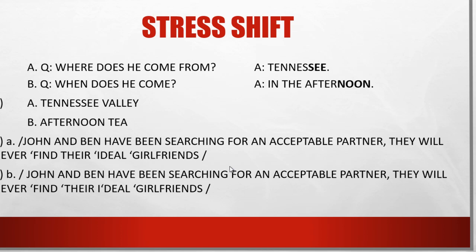We're going to say that John and Ben have been searching for an acceptable partner. They will never find their ideal girlfriends. Okay, and then we're going to return to the canonical form, that is to say, the form that we may find in the dictionary. Okay, so sometimes we do not choose the words according to the lexical stress pattern, the one that we find in dictionaries, but according to the meaning that we want to express and the form in which we want to convey the meaning.